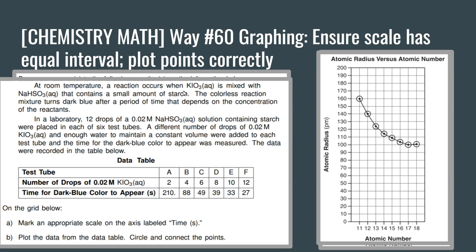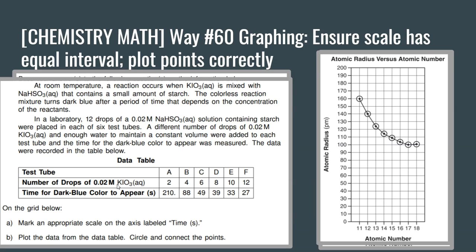At room temperature, a reaction occurs when potassium, I believe that's potassium iodate, is mixed with sodium bisulfite that contains a small amount of starch. The colorless reaction mixture turns dark blue after a period of time that depends on the concentration of the reactants. In a laboratory, 12 drops of 0.02 molar sodium bisulfite aqueous solution containing starch were placed in each of 6 test tubes. A different number of drops of 0.02 molar potassium iodate and enough water to maintain a constant volume were added to each test tube, and the time for the dark blue color to appear was measured. The data was recorded in the table below.